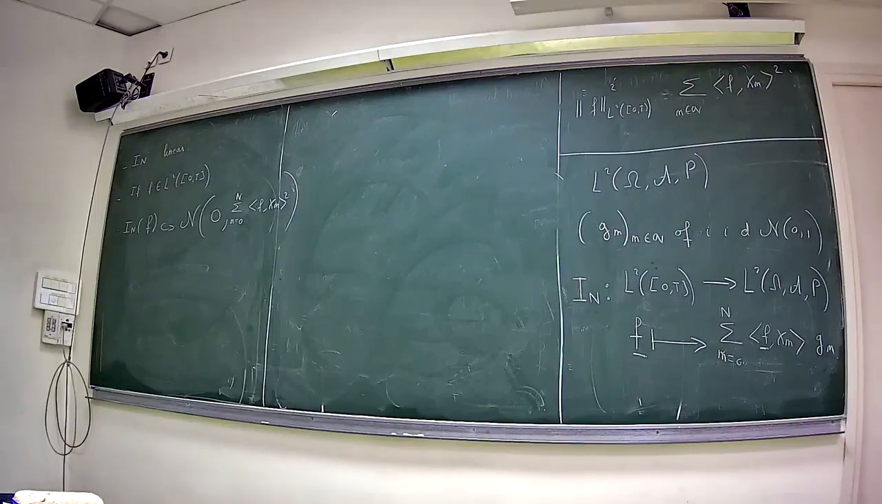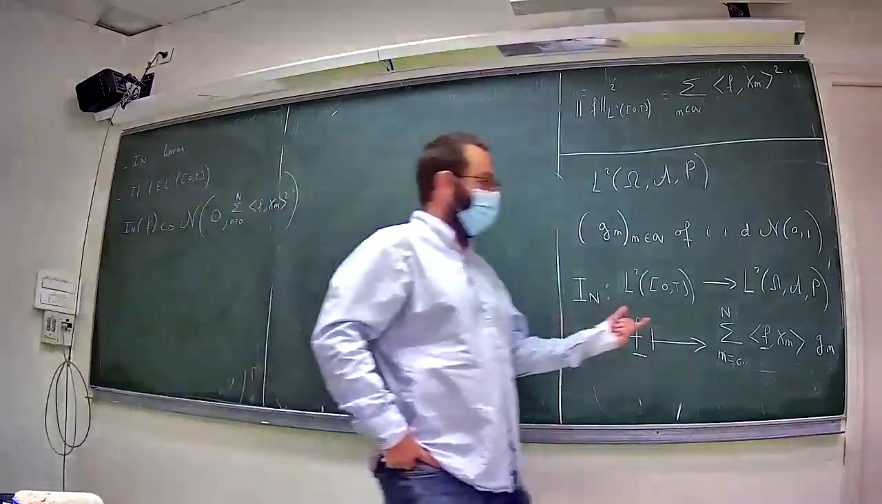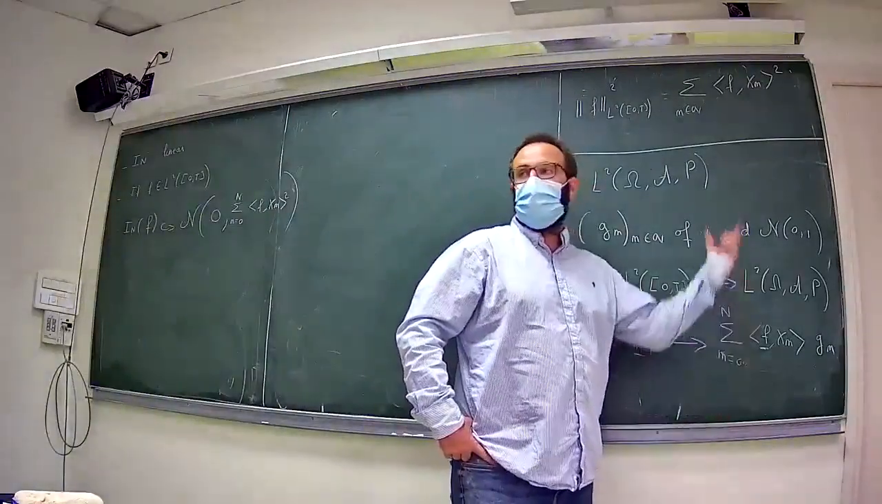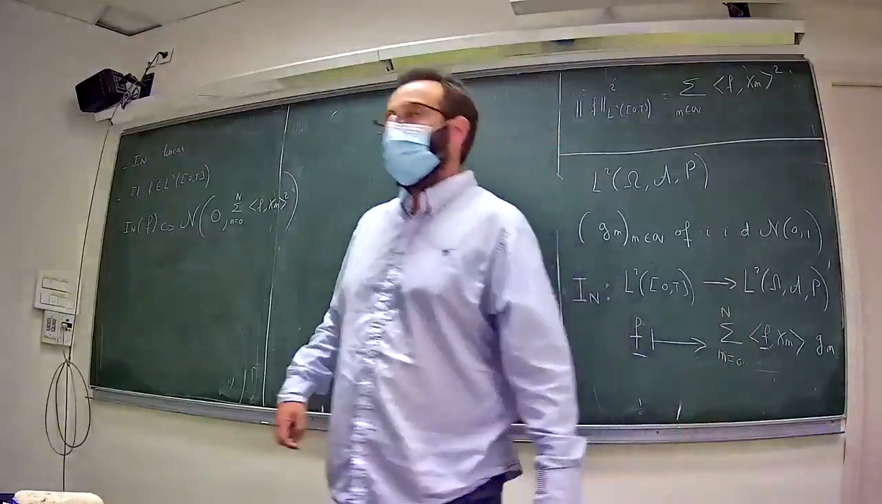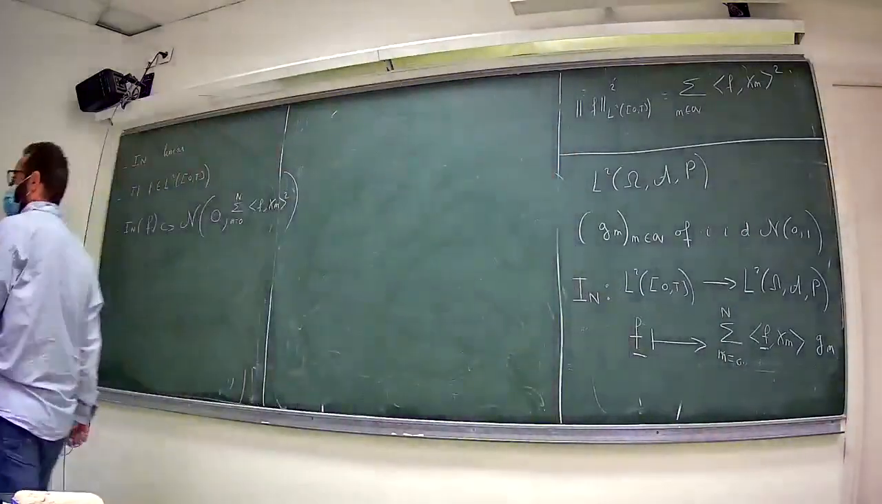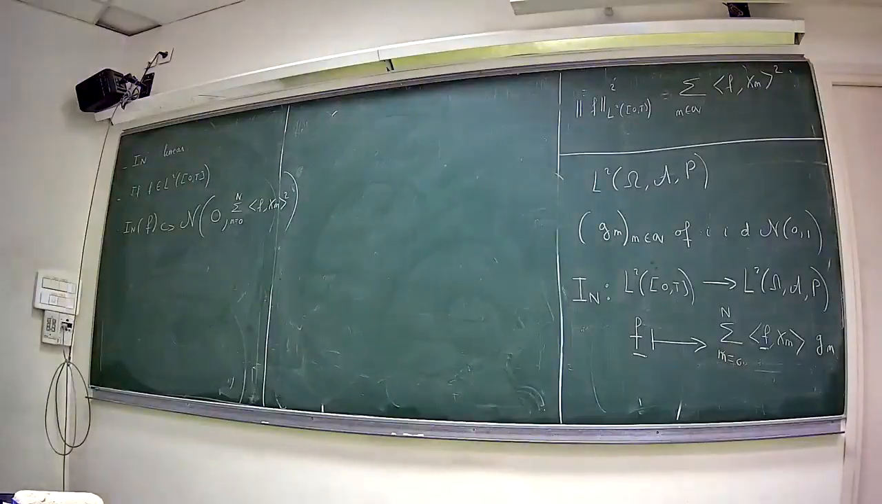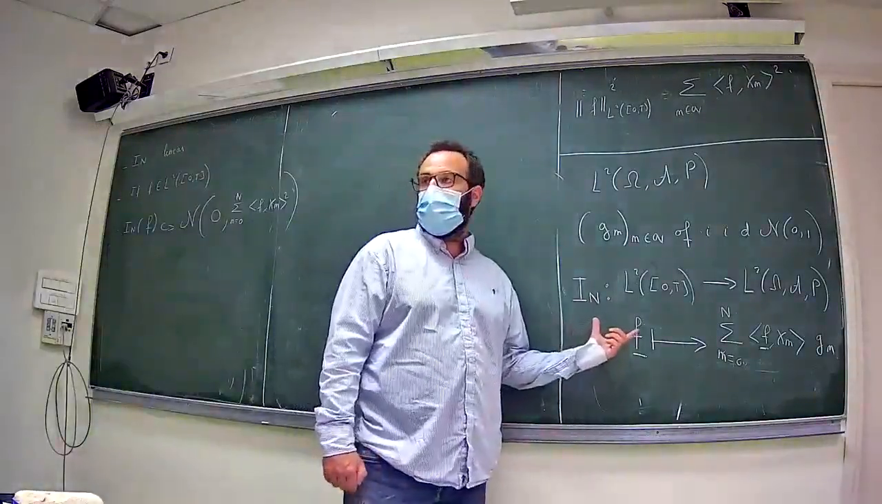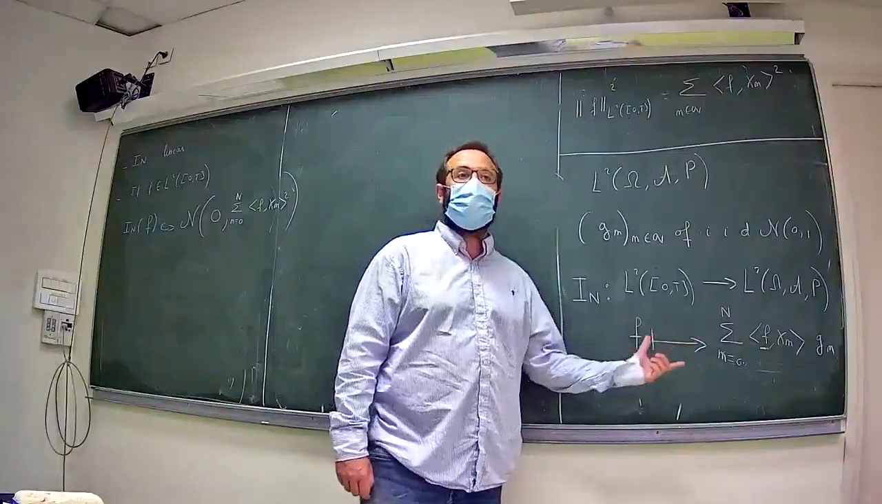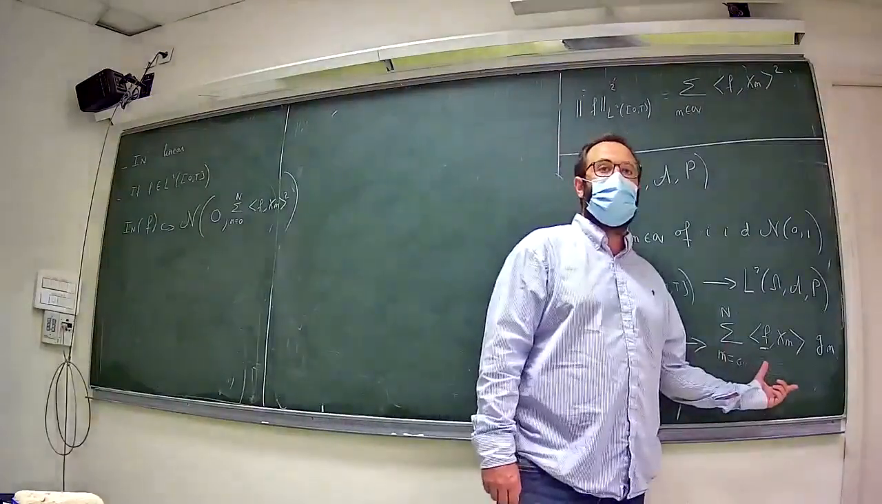Now the idea is to justify that I can pass to the limit. I have defined I_N for a fixed capital N, and the idea will be to see what happens when capital N goes to plus infinity. I want to pass to the limit here when N goes to plus infinity, and I have to justify that it is possible to do this, that is, that I have convergence here.